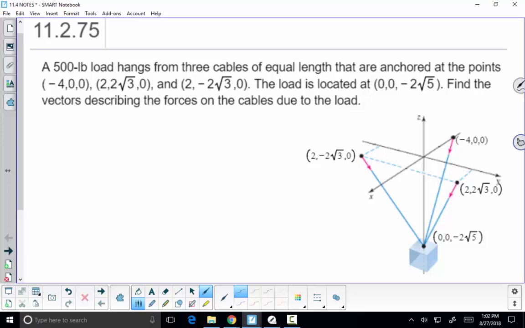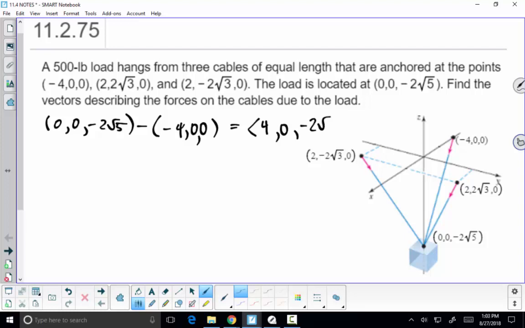So we're going to start with 0, 0, negative 2 root 5, and we subtract off each of these to get, and that's not good math right there, point minus point, but you know what I mean, right? We're creating a vector. So we're taking the load and subtracting off, so we're going to get 4, 0, and then minus 2 root 5.